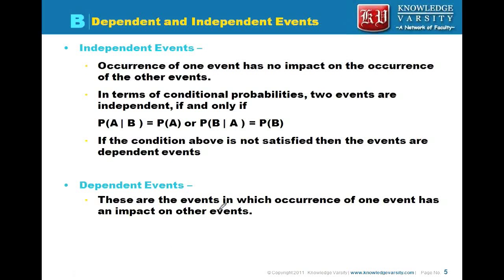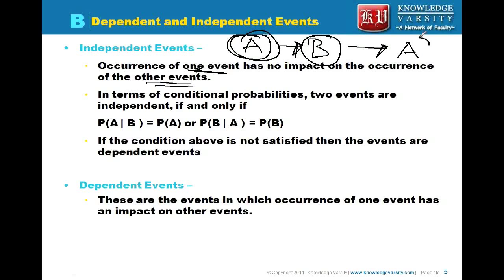Events can be dependent and events can be independent also. What do we mean by independent events? Independent events are those events where the occurrence of one event has no impact on the occurrence of any other event. If you have an event A occurring and an event B occurring, event A is not impacting the occurrence of event B. Occurrence of A has no impact on the occurrence of B, or occurrence of B has no impact on occurrence of A. Then we say these events are independent.